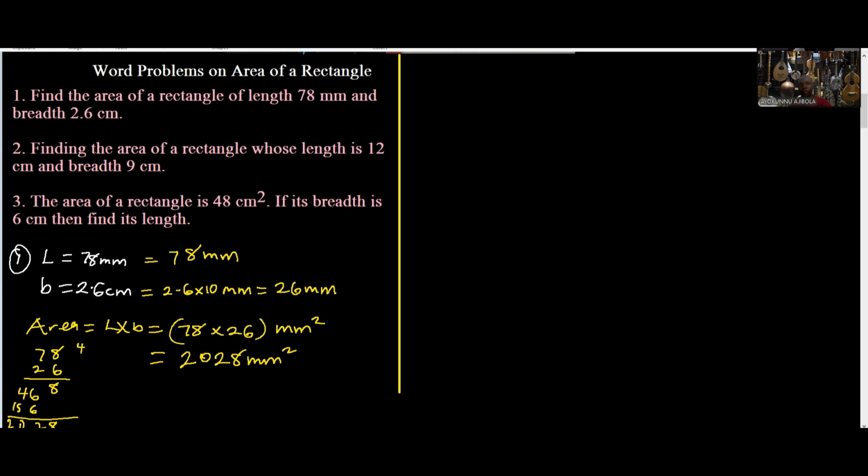And the second one, they are both in the same unit, so there is no need to convert any unit. So two, we have length equal to 12 cm and breadth equal to 9 cm. Then area is length times breadth cm squared. That will be 12 cm times 9. What's 12 times 9? 108. 108 cm squared.